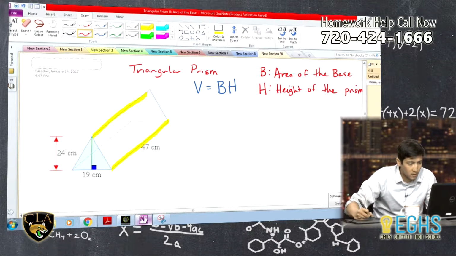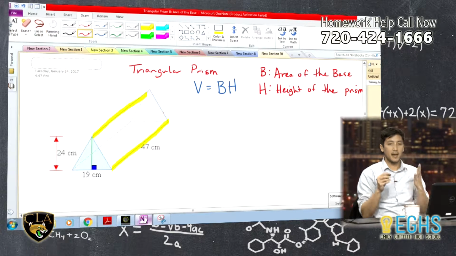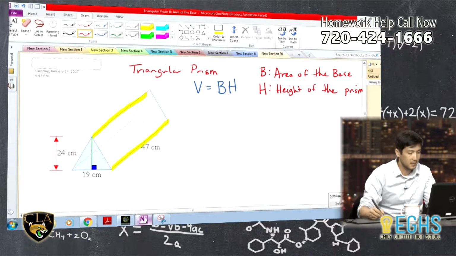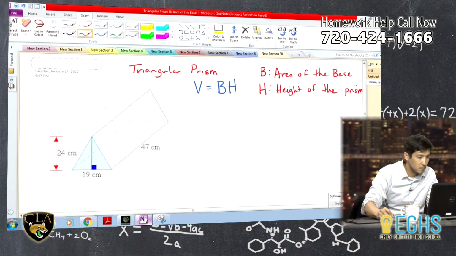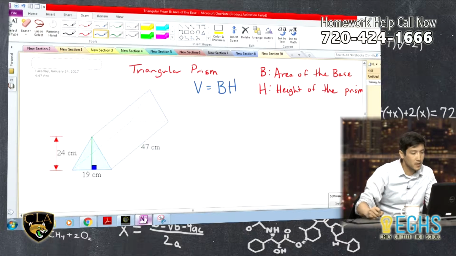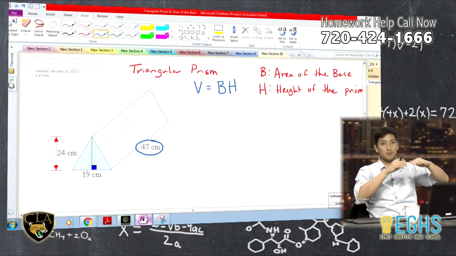And this is the one thing that really throws students off a lot. The capital H is height of the prism. It is not height of the triangle. So let me show this. Find my pen. So this is the height of that solid object. This throws students off because you typically think of height as bottom to top.